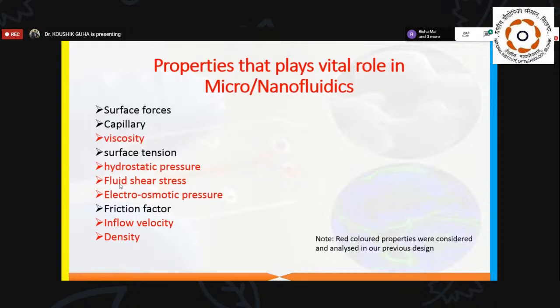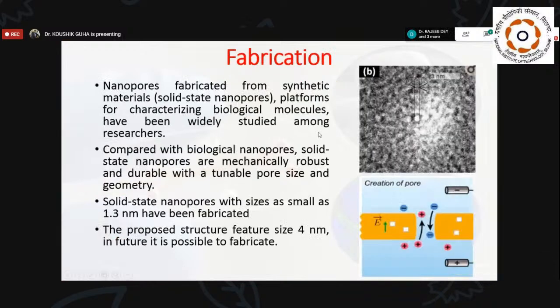So these are some of the physics that we have applied in our study. The red lines and the black ones are also there, but we have not applied them till now. We will be applying these other physics in our study to make a more compact design.